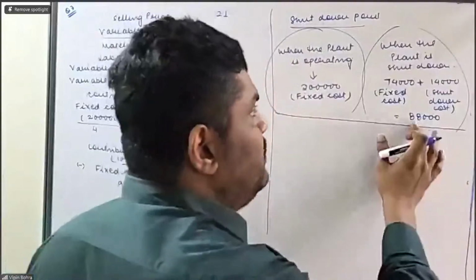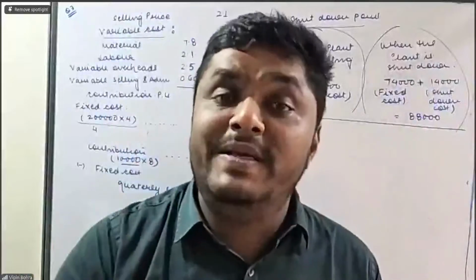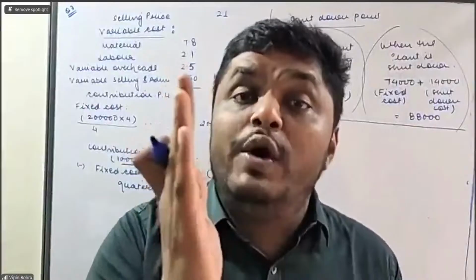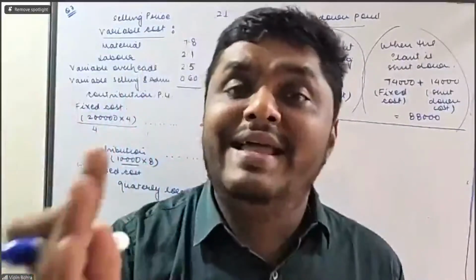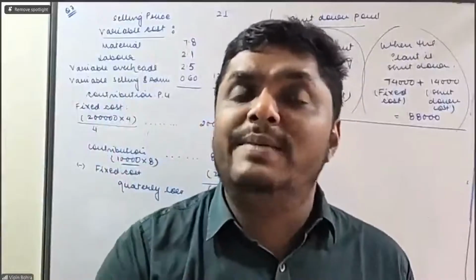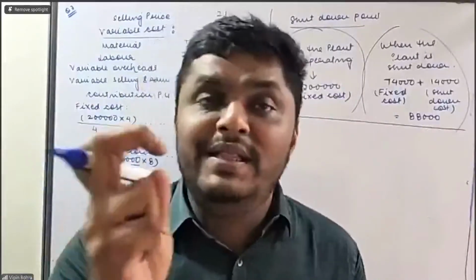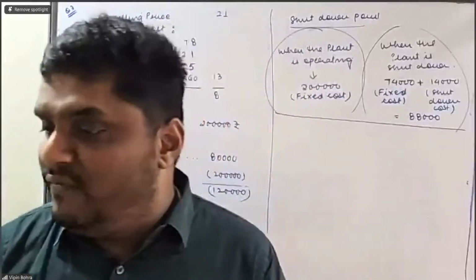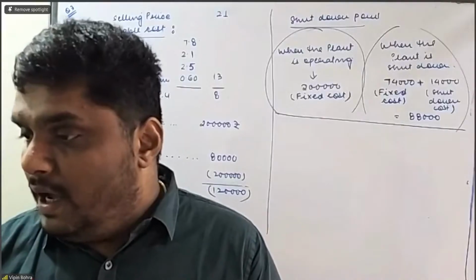See, when the plant is shut down, the 88,000 is the fixed cost. It means there is a loss of 88,000. So you guys have to calculate the units wherein, if we continue with the plant, there is a loss of 88,000. In simple terms, my desired loss is 88,000. So you have to tell me the units where the desired loss is 88,000. I hope this will help.